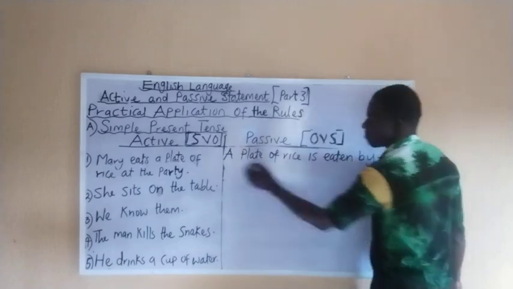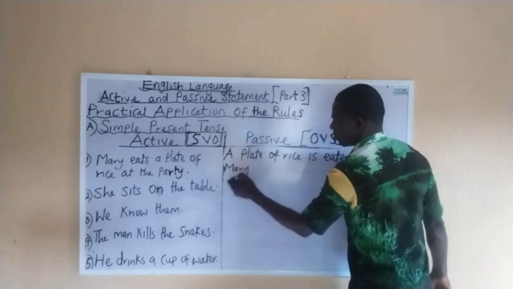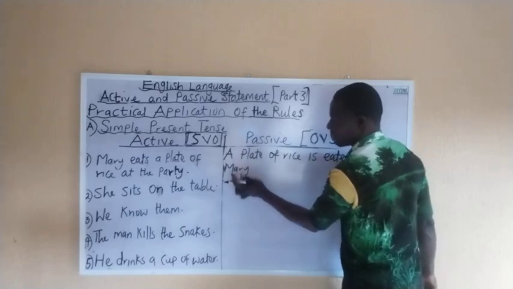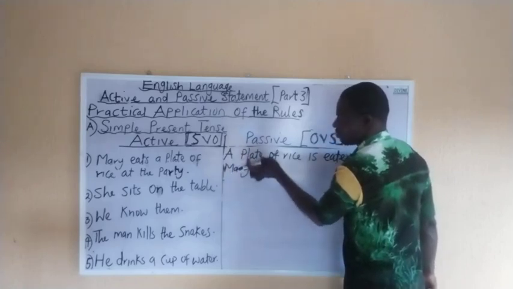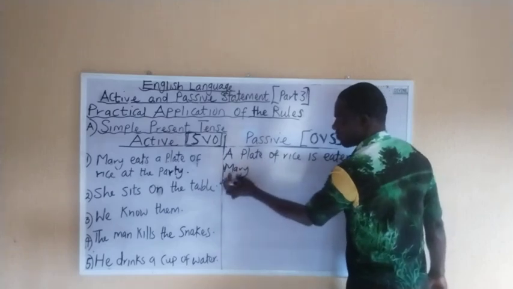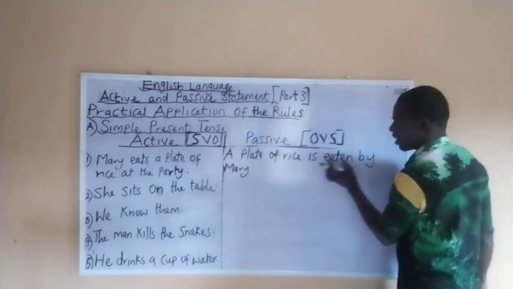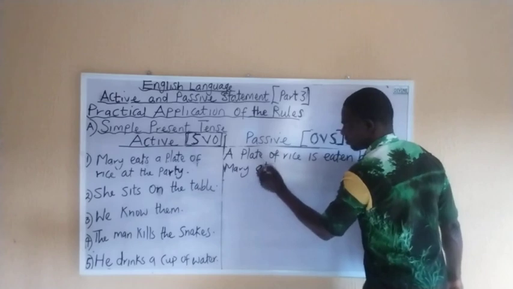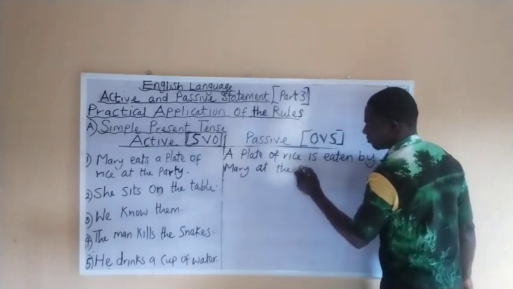by Mary. Maintaining the name, maintaining the noun. A plate of rice is maintaining the noun, and Mary is maintaining the name. A plate of rice is eaten by Mary at the party.